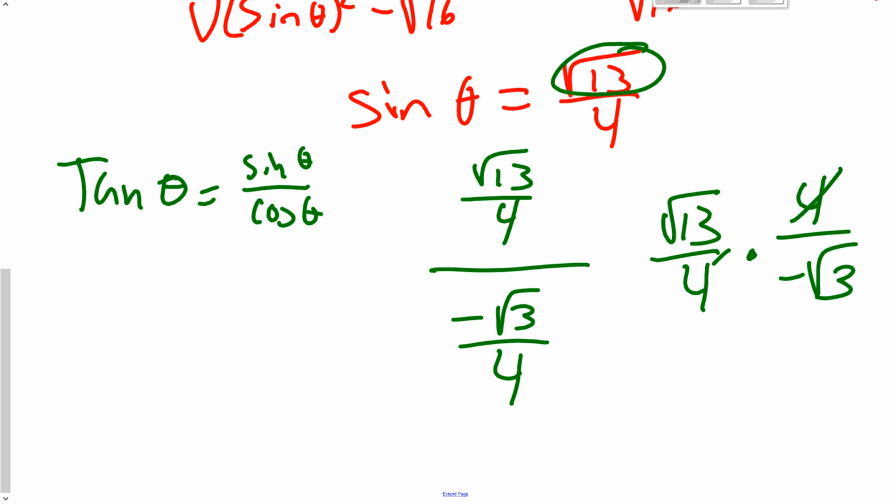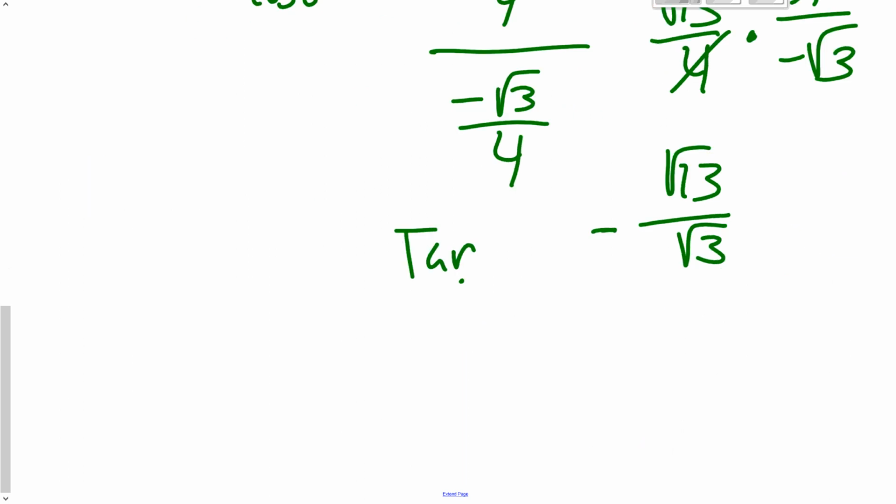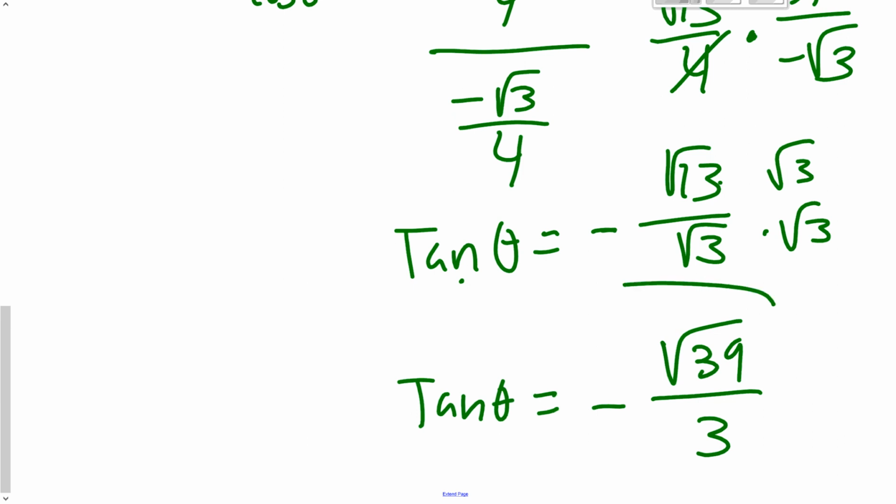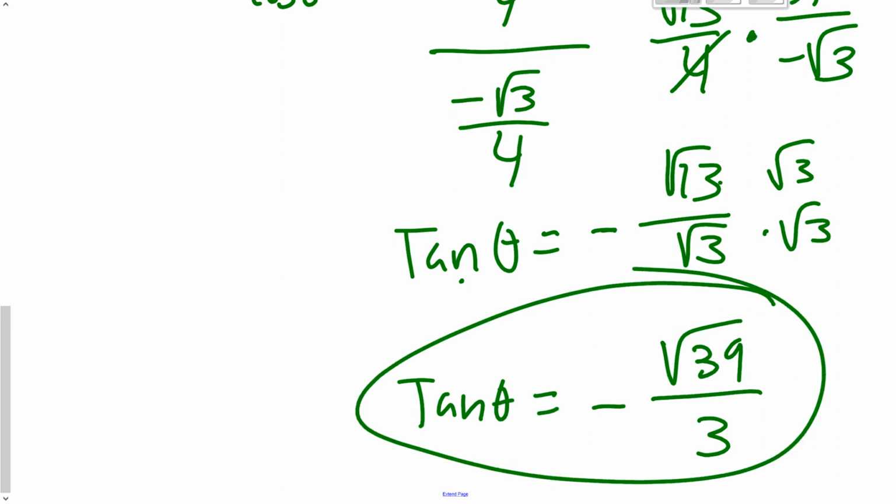These 4's cancel out. We get root 13 over square root 3, and it's a negative, right? Because we know this answer is going to be negative since we're in the second quadrant. So this is what tan of theta is. We rationalize it, so we get square root 39. That's not going to break down, right? Because you've got 3 and 13, no pairs. 3 on the bottom, and it's a negative. So there's tangent, and there was sine from above. Okay, let's go ahead and do another one.